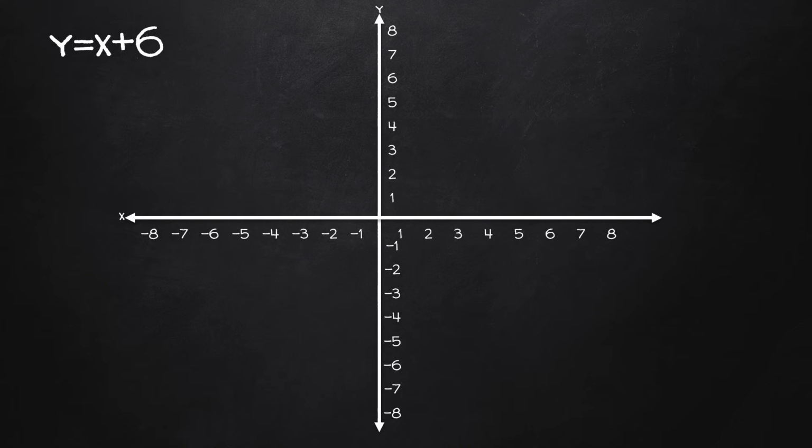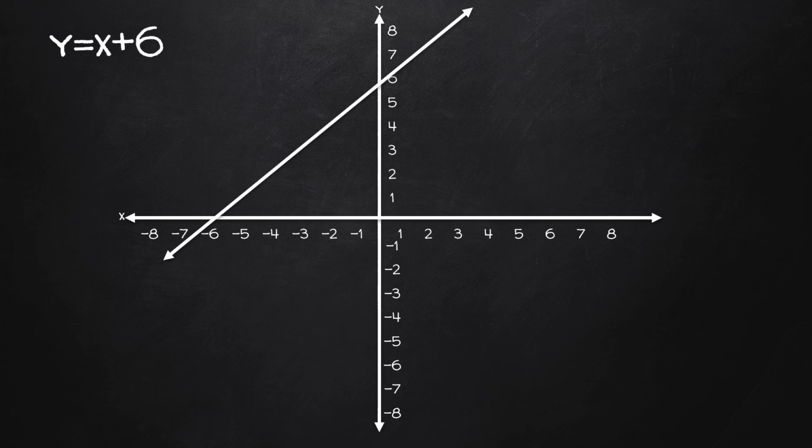When graphed on an xy plane, the corresponding x and y values will make a single point. So where x equals negative 2, y equals 4. When x equals negative 1, y equals 5. When x equals 0, y equals 6. When x equals 1, y equals 7. And when x equals 2, y equals 8. It will continue in a fashion like this all the way from negative infinity to infinity.